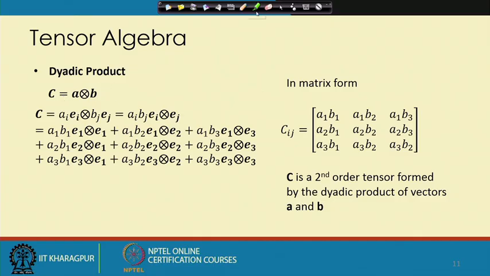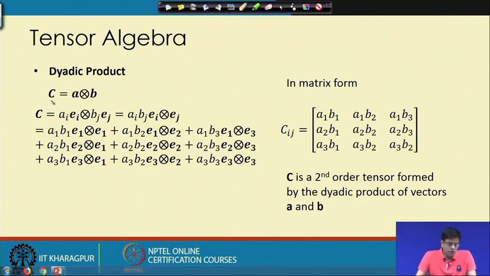Now, with the dyadic product that we have introduced, we can write it in a proper manner. This dyadic product we can write as the vector ai ei, tensor product or dyadic product, bj ej. Finally, these ai and bj are scalars, so I take them out, and then the tensor product is between these two unit vectors. If I expand it, this is in indicial notation, and this is in tensorial notation.